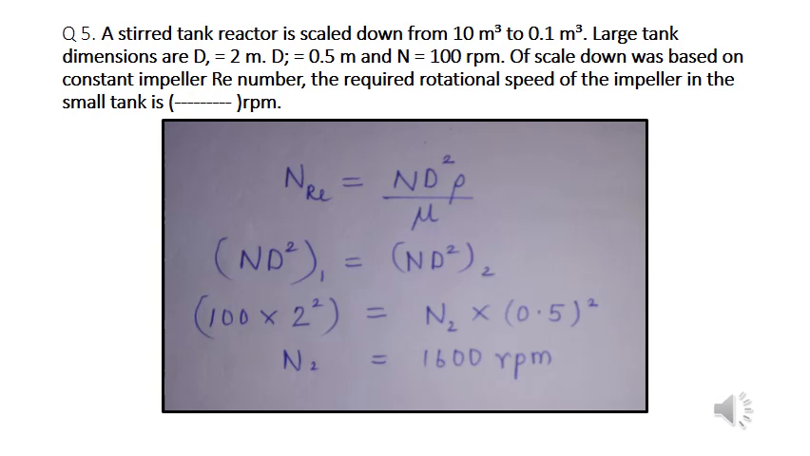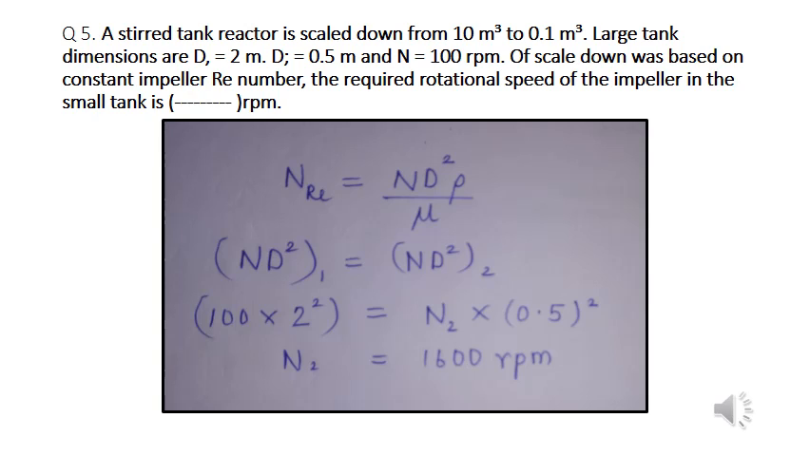So you have been given two quantities, that is diameters of both the tanks and rotational speed of the larger tank, and you have to find the rotational speed of the smaller tank. But you have to make sure that your impeller Reynolds number is same.